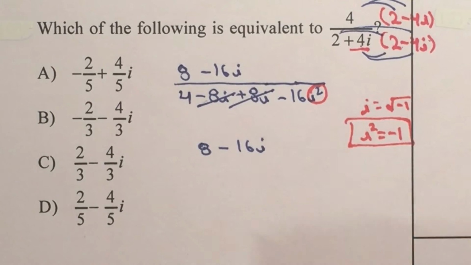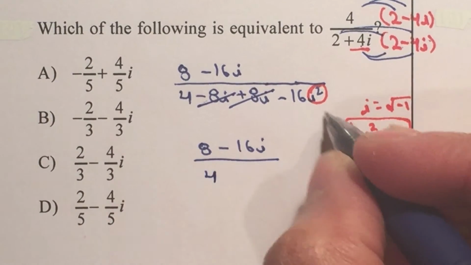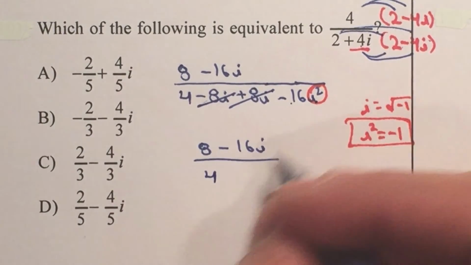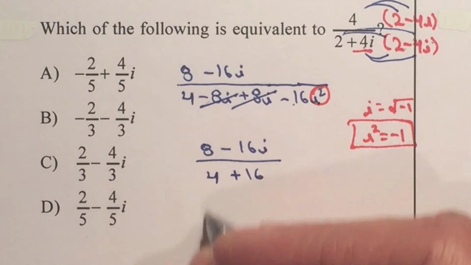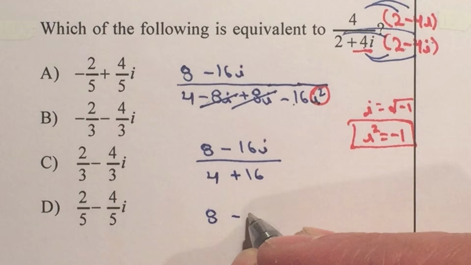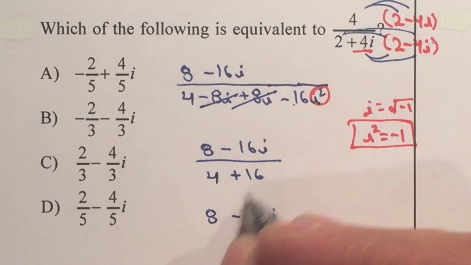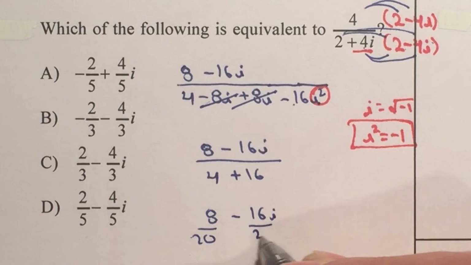So therefore, on the denominator, I have a 4. This is negative 1 times a negative 16 becomes a positive 16, which makes it 20. So I have 8 minus 16i, and each one is going to be divided by 20.